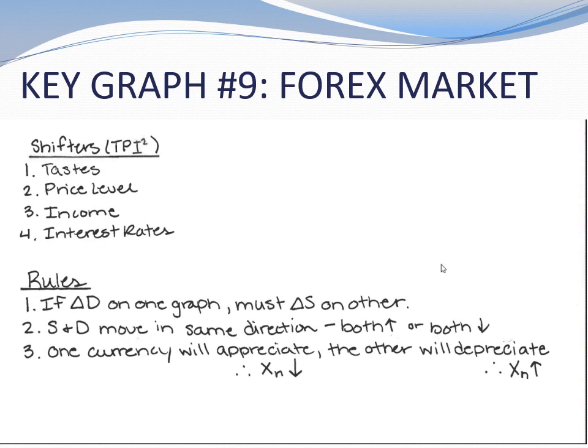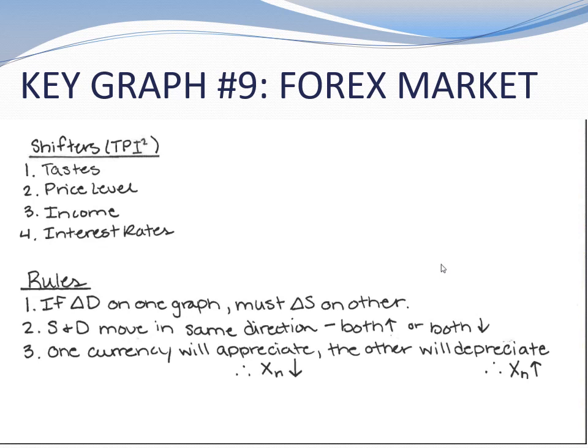Last one is interest rates. Whenever we see interest rates being a shifter, it's specifically referencing savings. We're talking about that capital inflow that we learned about yesterday. So if we see interest rates rise in Great Britain, then I'm going to want to exchange my US dollars for more pounds in order to purchase British financial assets that's going to yield me a higher return on my savings.